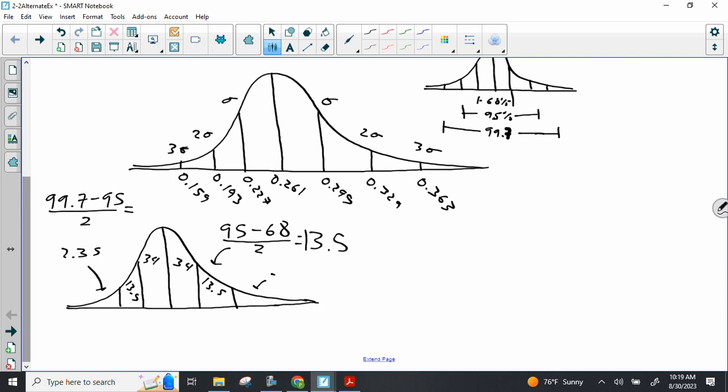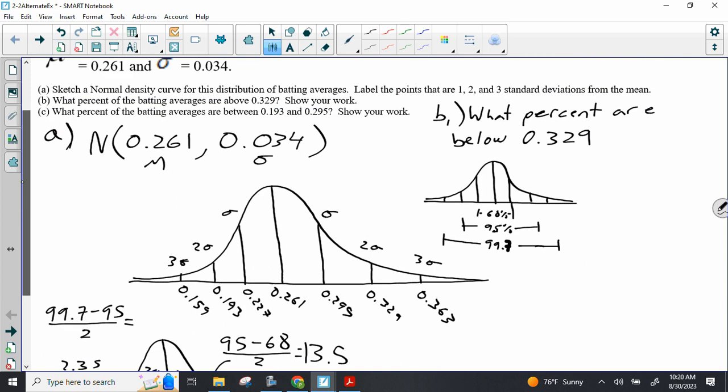2.35. So then all I have to do to answer this question, if I'm going to use the empirical rule, and some people really like this, they see it, they have these values memorized, they just come up real quick. And if you're one of those people, that's great. Do it like this.